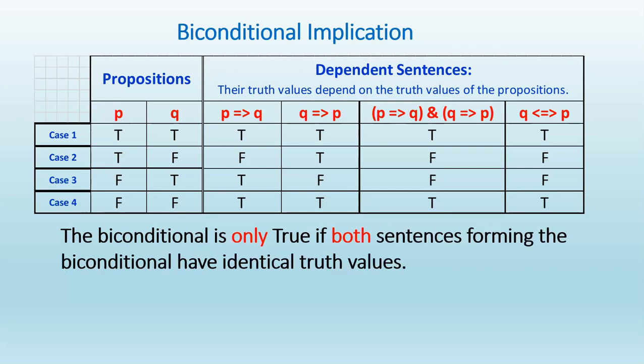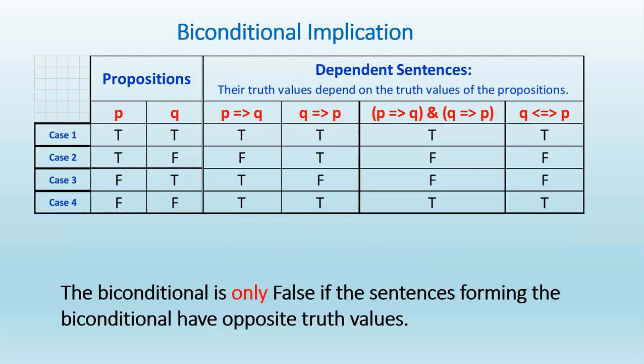But the biconditional is also only true if both sentences forming the biconditional have identical truth values. That is, if both are true or both are false. Now, there's no case here where they're both false, but you should try that with your class. Create a case where that exists. The biconditional is only false if the sentences forming the biconditional have opposite truth values. So here, in our case, false true or true false. That's the sentences that form the biconditional have opposite truth values. When that happens, the biconditional is false.